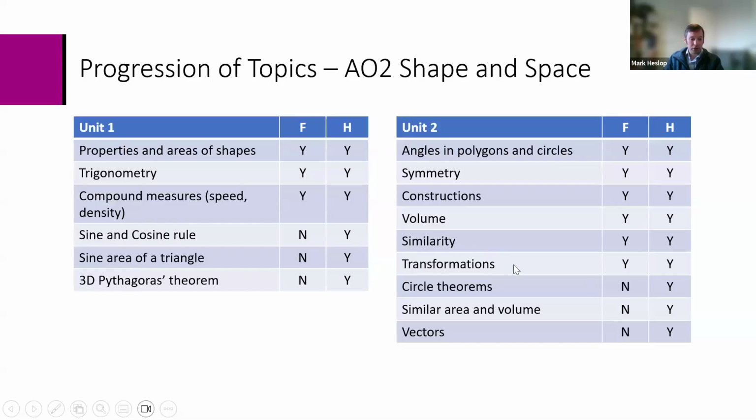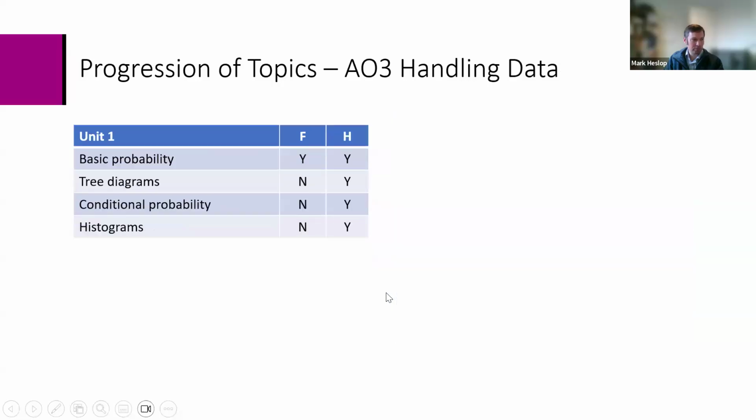Similarity, transformations, so describing transformations, so this is shape and space transformations, but we actually put that in Unit 2 to go with the algebraic transformations for your higher tier students and transformations of functions. Circle theorems is in Unit 2, similar area and volume, and then vectors is the final topic on shape and space for your higher tier students.